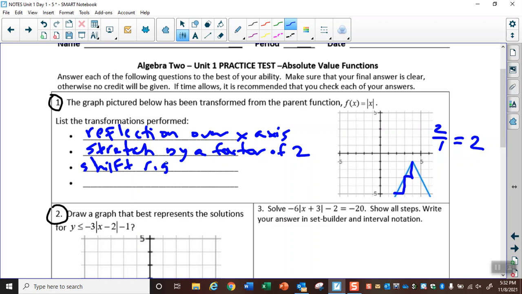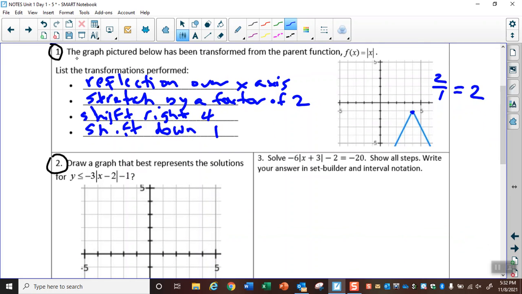Shift right 4, and then it is down to get to this vertex, right? If you look at where the vertex is, here's my vertex, so I went to the right 4, and then I went down 1. So that's just a shift down 1. Okay, and those are called transformations.